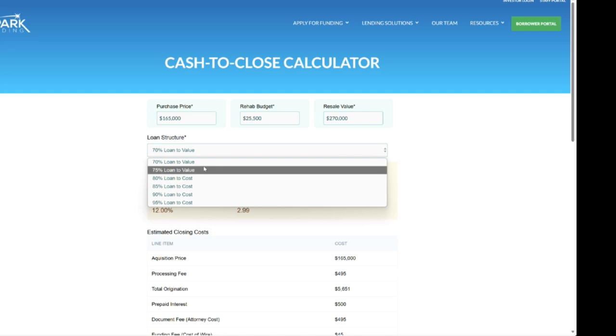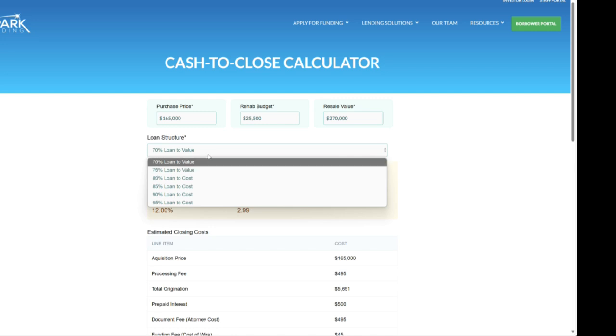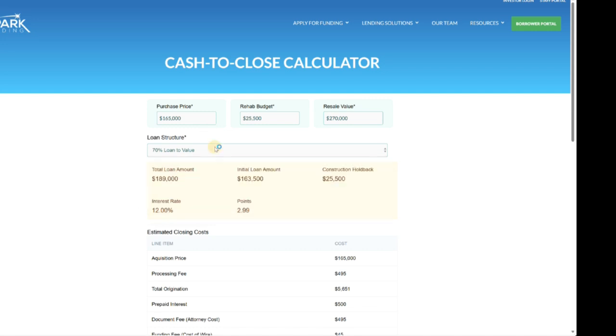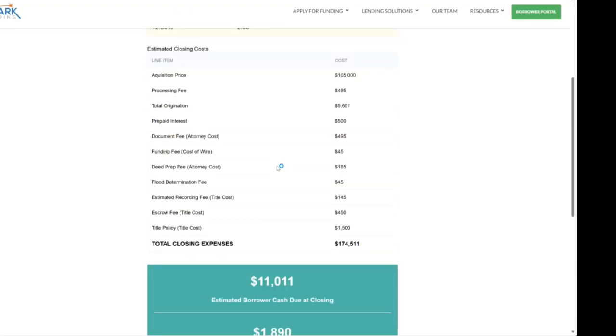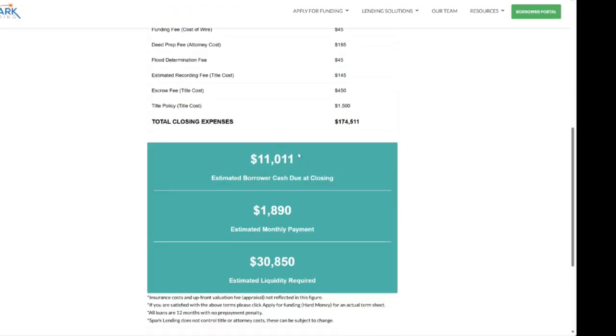And it's a great tool just to start reaching out to lenders and ask them what their criteria is, what their leverage is, and what their loan terms look like. But yeah, so we're going to run this one off 70%. I've plugged the numbers in. We had $11,000 cash at closing, and we had a monthly interest-only payment at 12%, totaling $1,890.